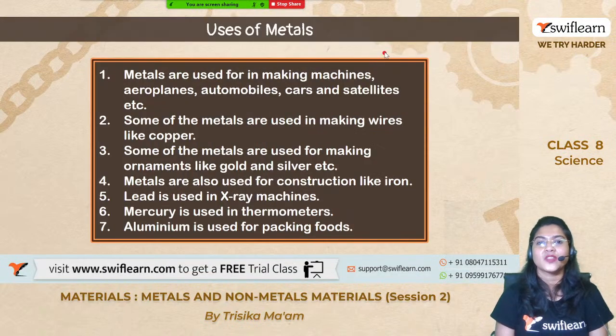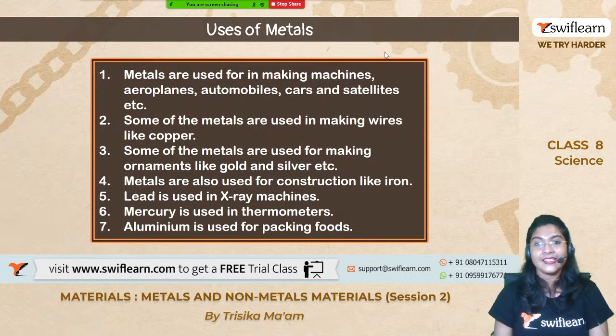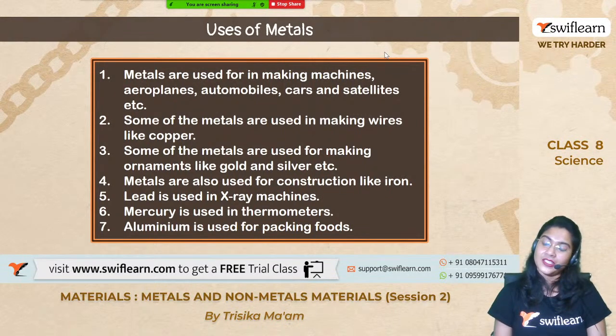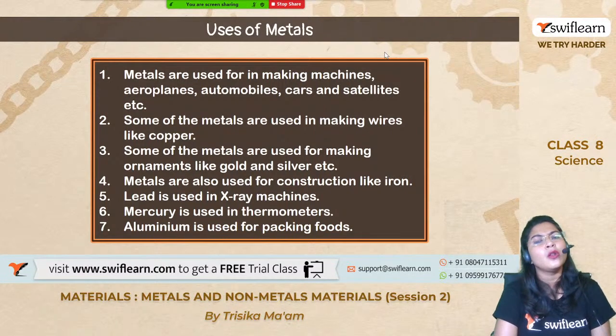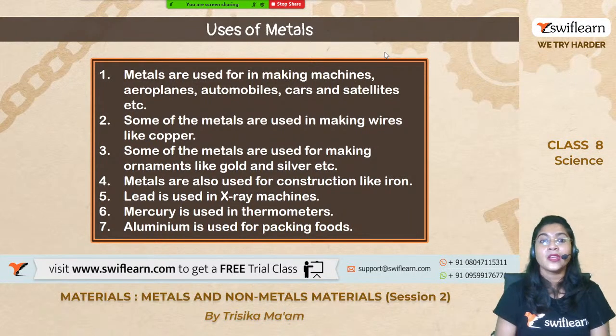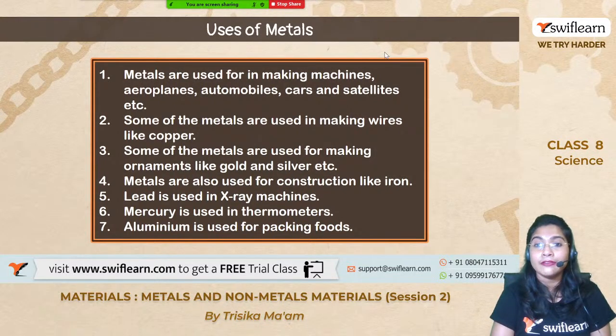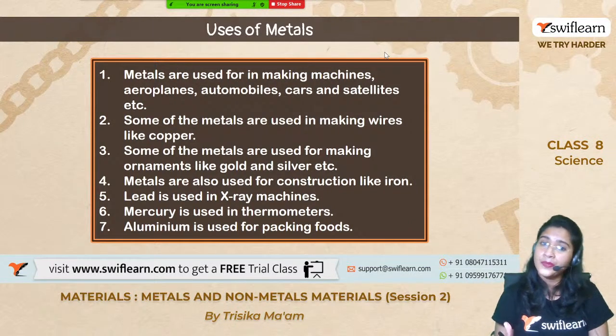Okay, now let us move on to the last topic of discussion for today, that is uses of metals and non-metals. You already know that we use the metals and non-metals for many different types of activities. So, what are the different metals which we use in our daily life? The various types of machines, the aeroplane, the automobile, cars, satellites, their bodies are all made up of different materials. So metals are used to make the bodies of these different things.